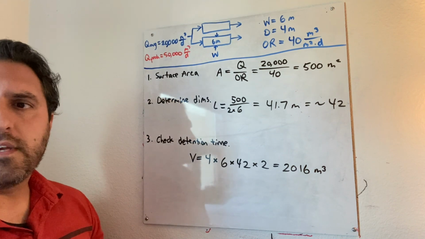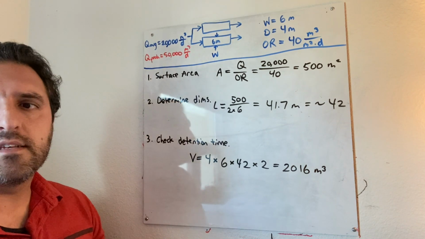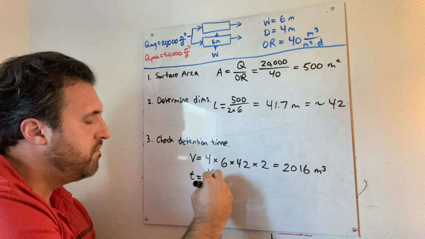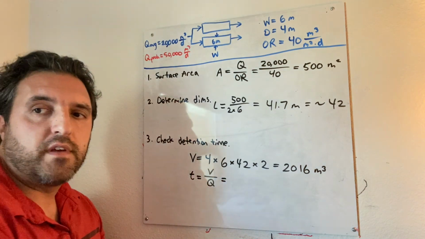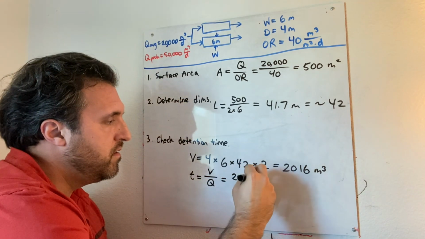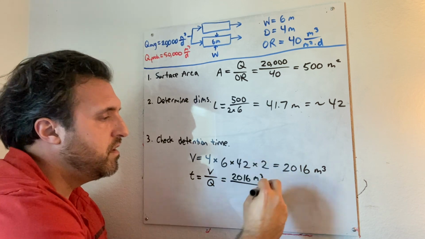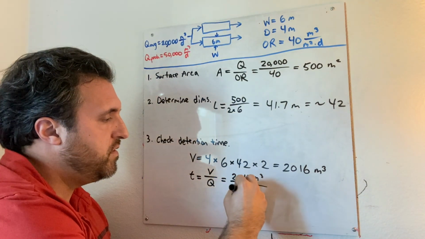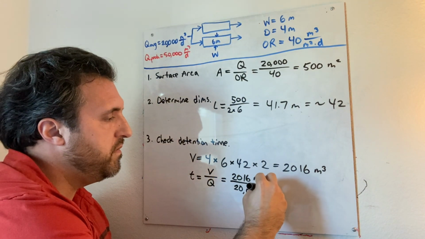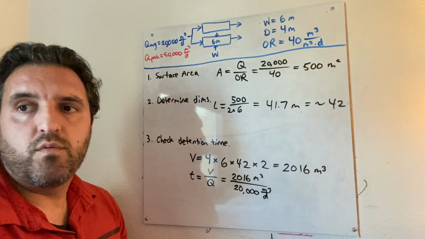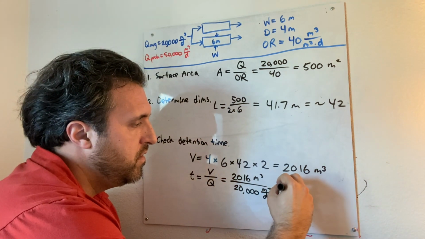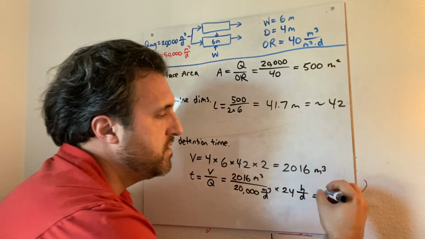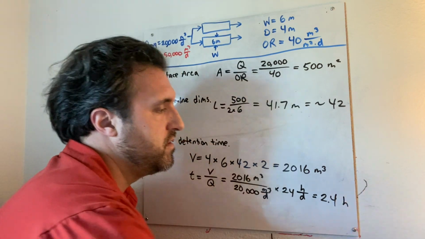All right, so the detention time then is the volume divided by the flow rate. So we've got 2016 cubic meters divided by 20,000 cubic meters per day. We can convert that by multiplying by 24 hours per day. To get it in hours, that gives us a value of 2.4 hours.